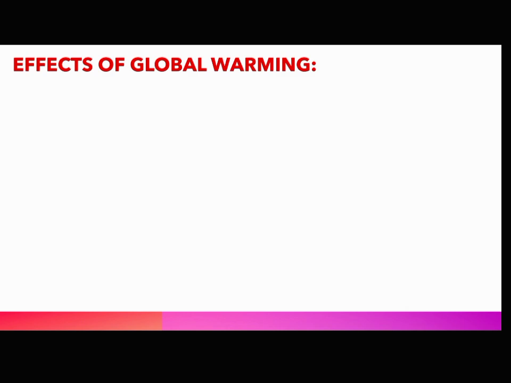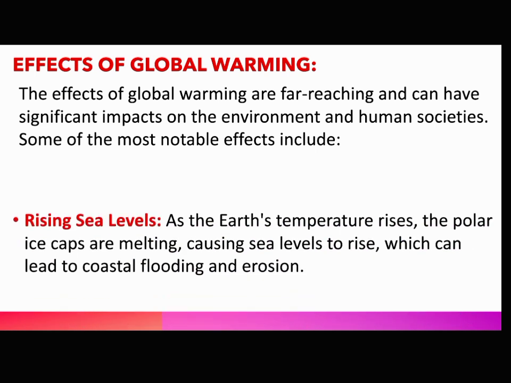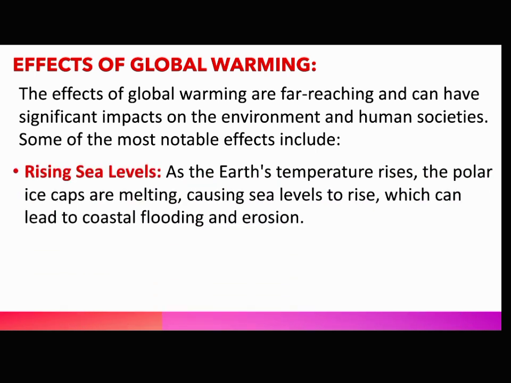What are the effects of global warming on the environment and on human activities? The effects of global warming are far reaching and can have a significant impact on the environment and human activities. The first one is rising sea level. As the Earth's temperature rises, the polar ice caps are melting, causing sea levels to rise, which can lead to coastal flooding and erosion. So this is the first effect of global warming, rising sea level.